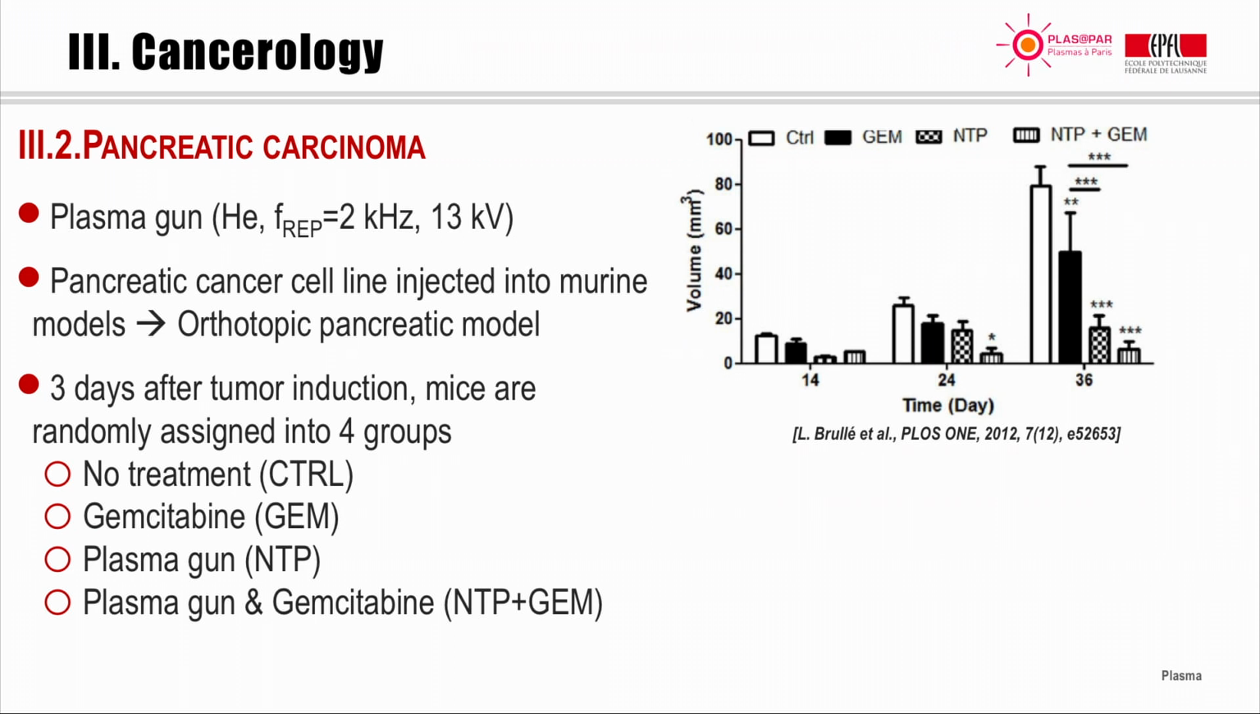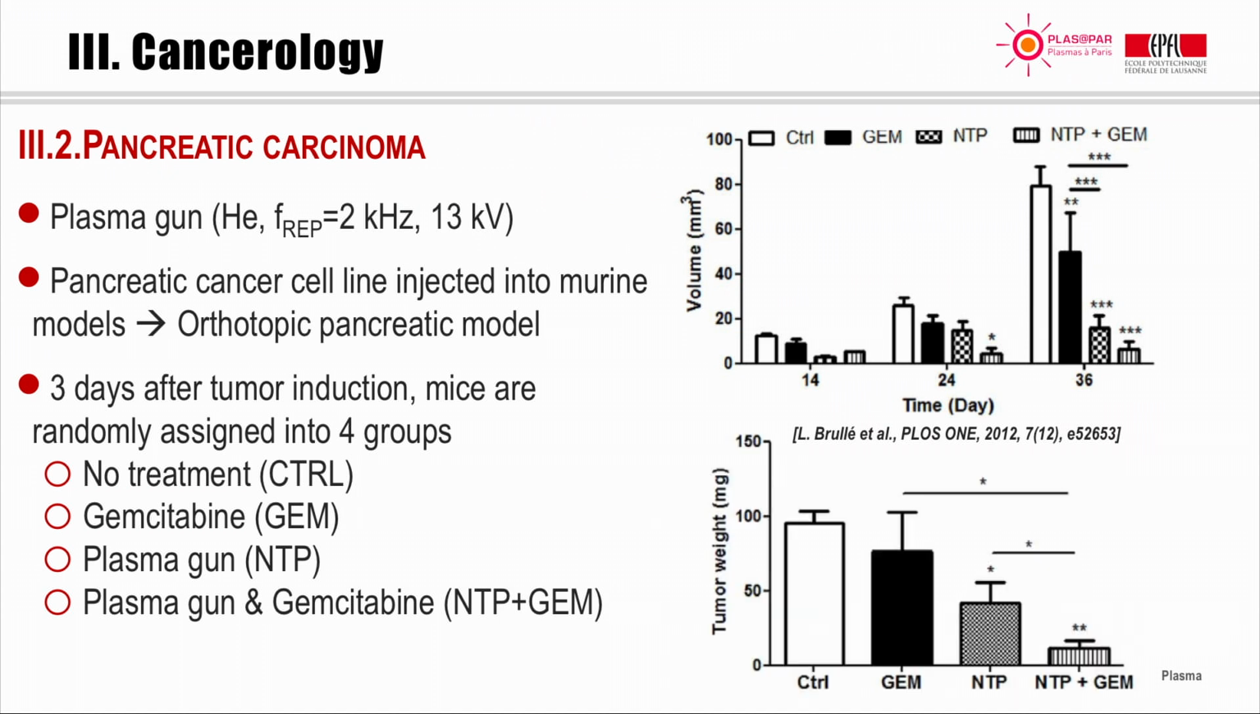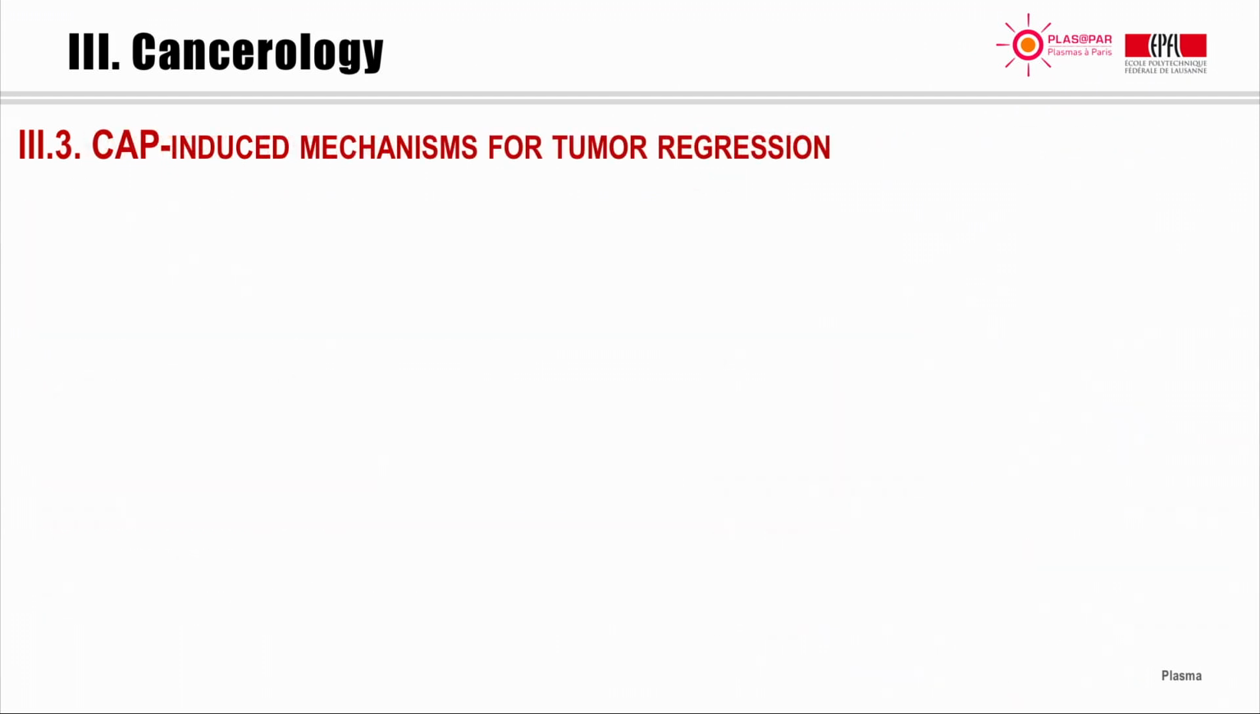In this first figure, the volume of the tumor is measured versus time. It is striking to observe that the tumor regression is higher using the plasma gun than the conventional treatment. Moreover, the combination of both leads to a dramatic decrease of this tumor volume. Similar trends are observed in the second figure, where the tumor weight appears as the lowest by combining the conventional and the plasma approaches. The mechanisms induced by cold atmospheric plasma on tumor regression are still under study.